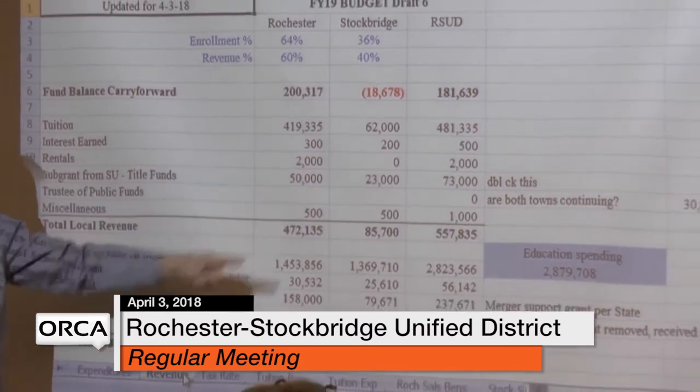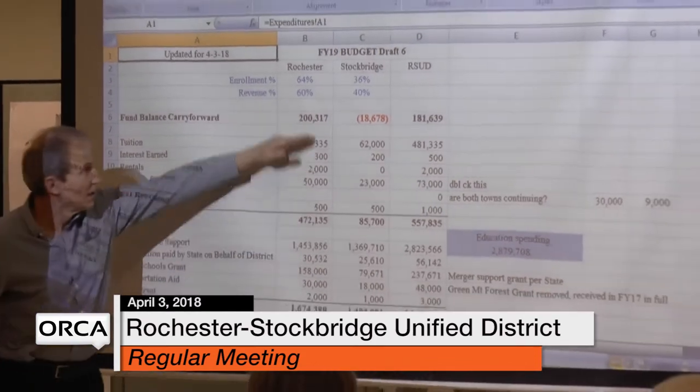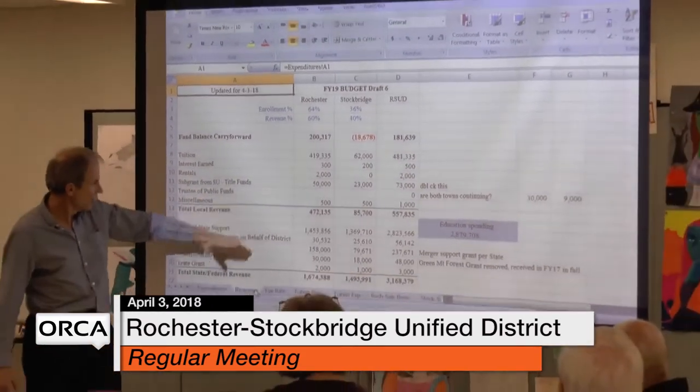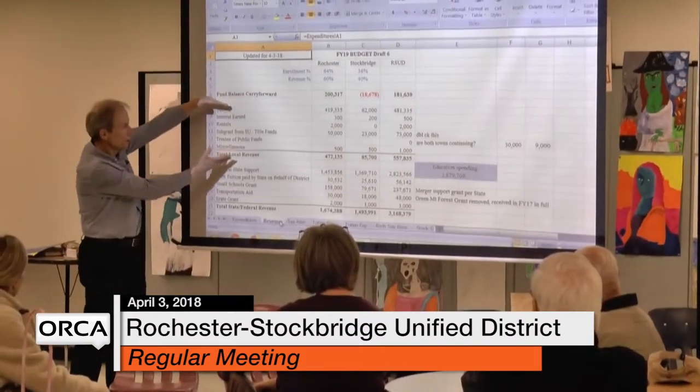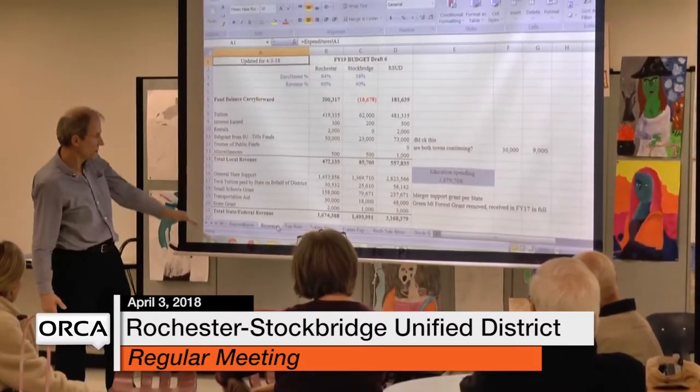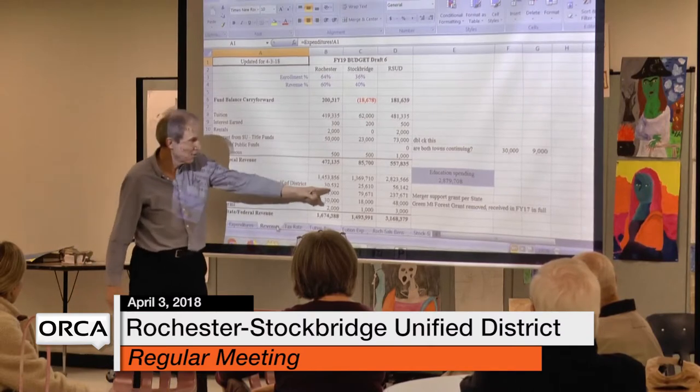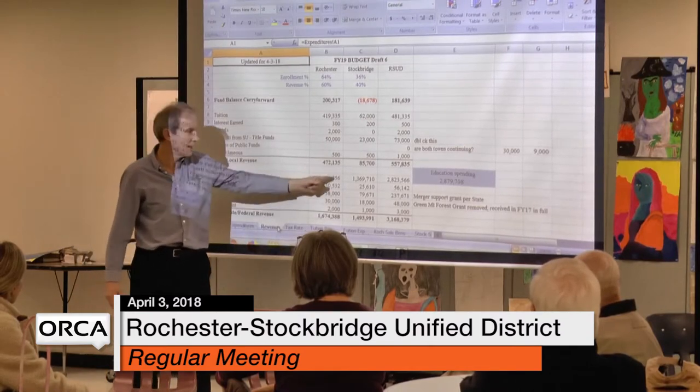Small amount of miscellaneous stuff. So these are local revenues, and then these revenues are sorted by the source. So first, local source, secondly, state and federal source. So on the state side, these two numbers together make up the education spending amount.